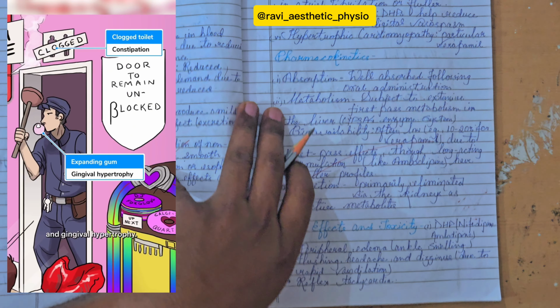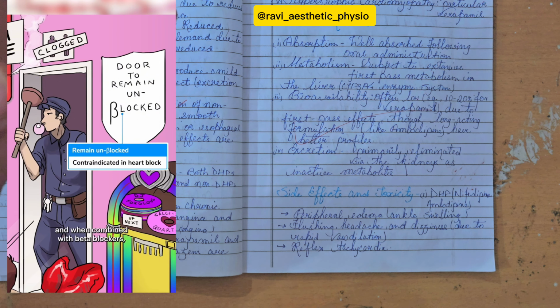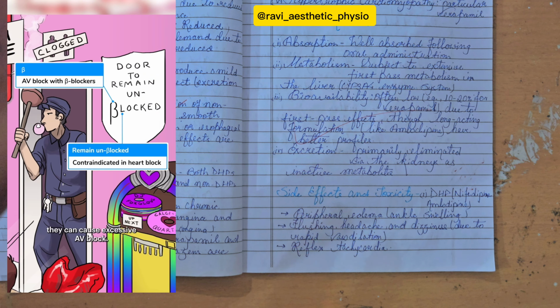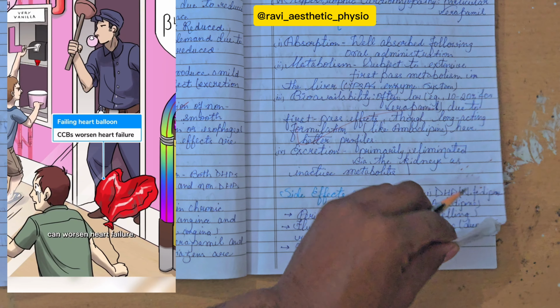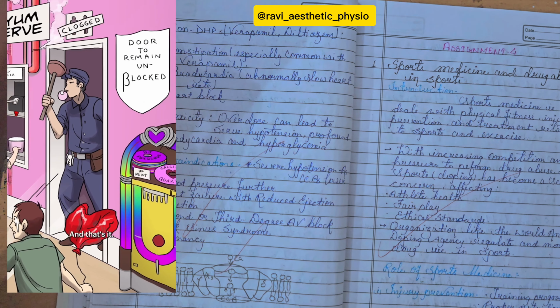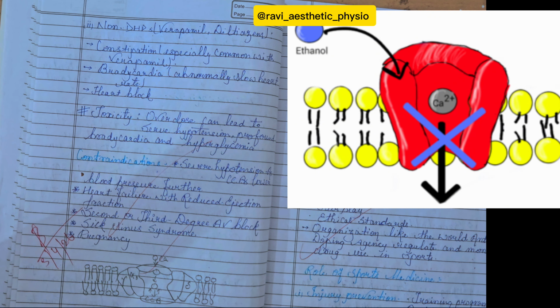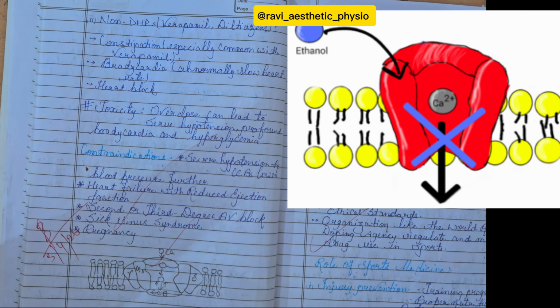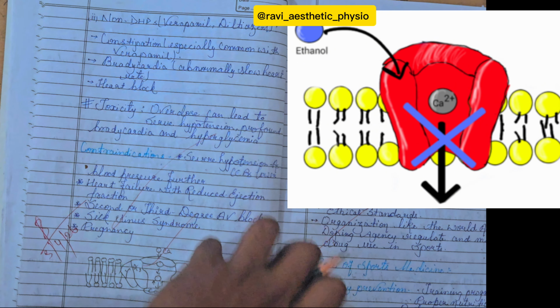Side effects and toxicity. Both dihydropyridines and non-dihydropyridines show peripheral edema like ankle swelling, flushing, headache, dizziness, and reflex tachycardia. Non-dihydropyridines cause constipation, bradycardia, and heart block. Toxicity: overdose can lead to severe hypotension, hypoperfusion, bradycardia, and hyperglycemia.